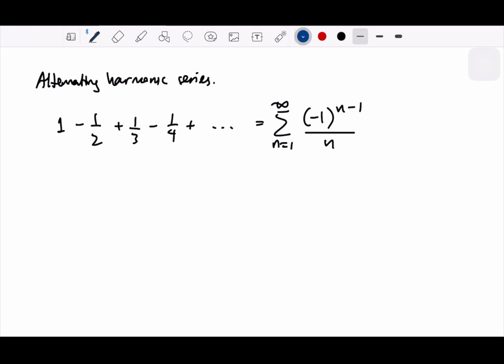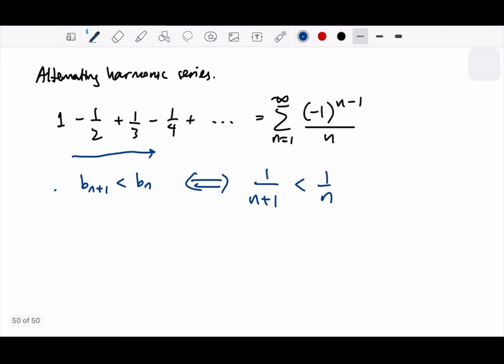And if you check the conditions, okay, it's always getting smaller, right? So we know that b_{n+1} is always less than b_n. And we can also prove this through an algebraic inequality. We can have this, and then 1 over n plus 1 is less than 1 over n. Okay, of course this is going to be true, right? And so this is first.